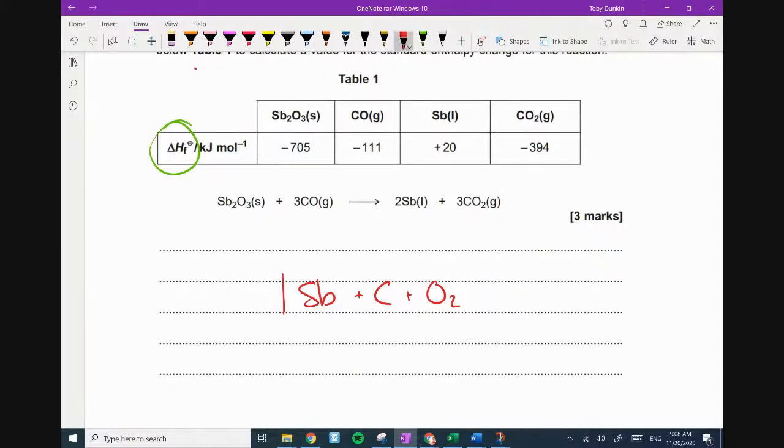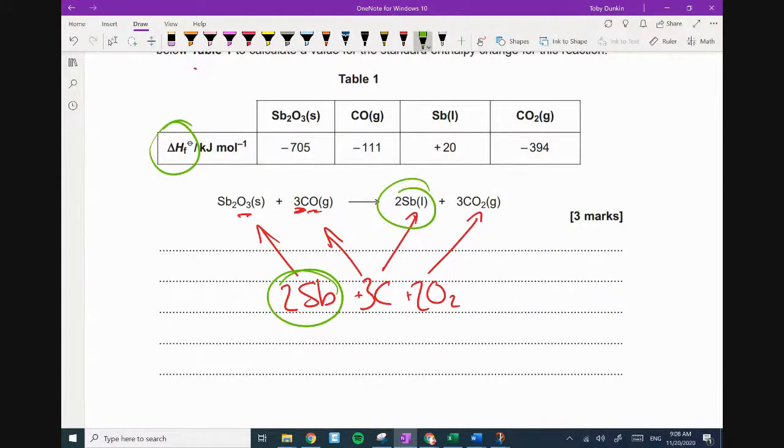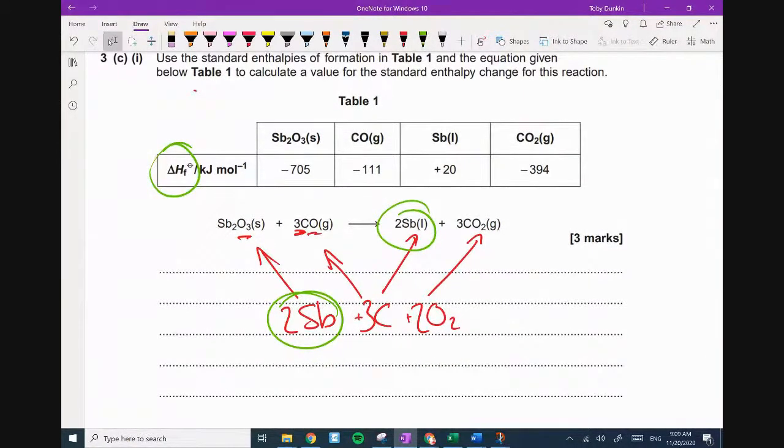I need to balance it. How many carbons do I have? I've got 3. How many oxygens do I have? I've got 4, so I need 2 of those. How many antimonies do I have? I've got 2. Cool, okay, so with formation, arrows always go up. Boom, boom, boom, boom, boom. Oh, no, notice something. One of the arrows disappears because we're going from 2 antimonies to 2 antimonies. Well, that doesn't matter, does it? Although it is rather odd, it is not in its standard state.